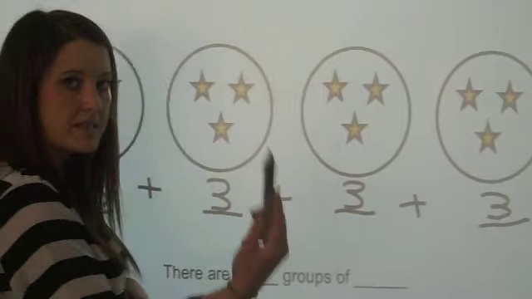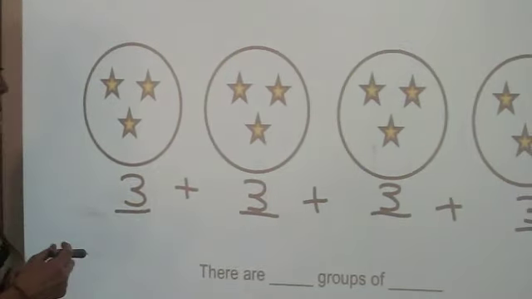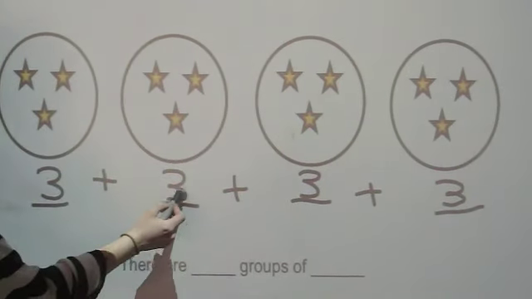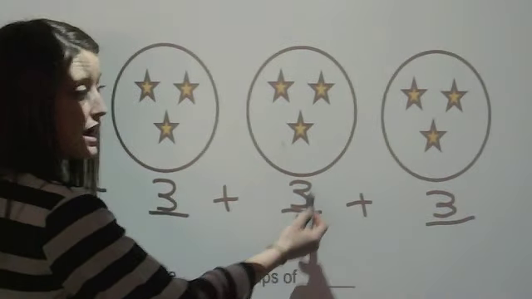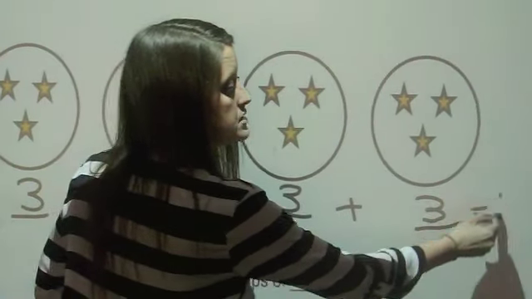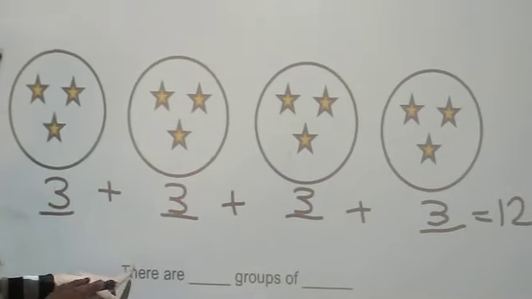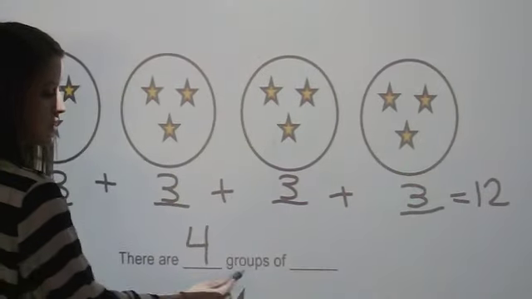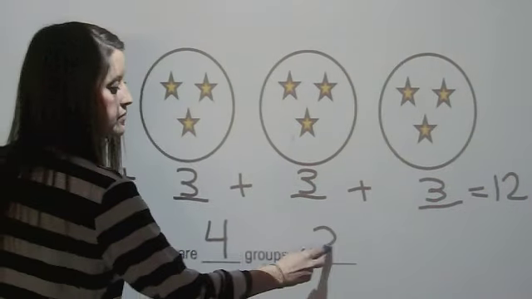This is called related addition. We're using the same numbers and we're repeatedly adding them together. So I know 3 plus 3 is 6, 6 plus 3 is 9, and 9 plus 3 is 12. So we would read this as there are 1, 2, 3, 4 groups of 3.